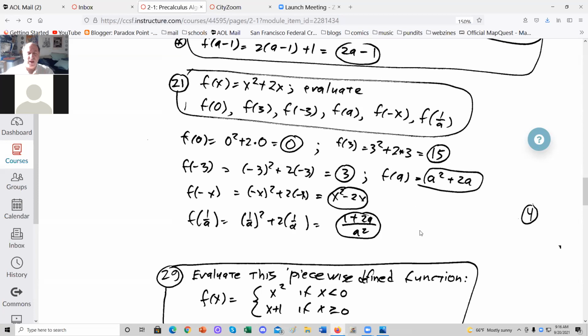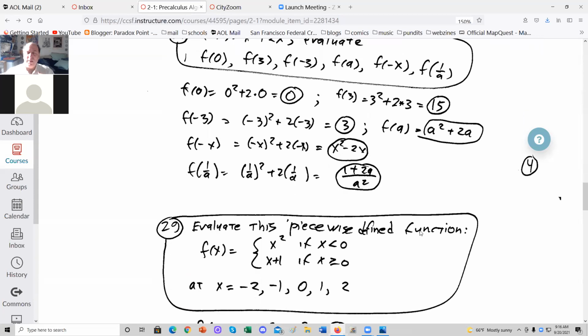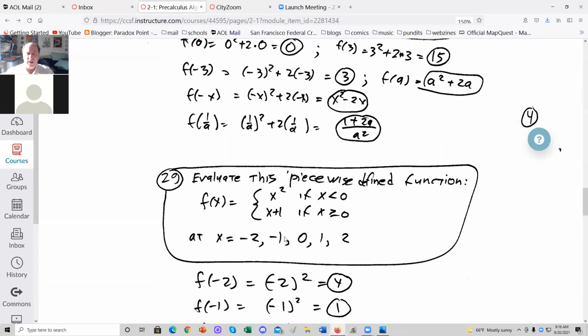Now they mentioned briefly in the book what's called a piecewise defined function. It's a function with different formulas that apply to different parts of the line. In this case, f of x equals x squared if x is less than 0, and x plus 1 if x is greater than or equal to 0. And what is it at -2, at -1, at 0, at 1, and at 2?